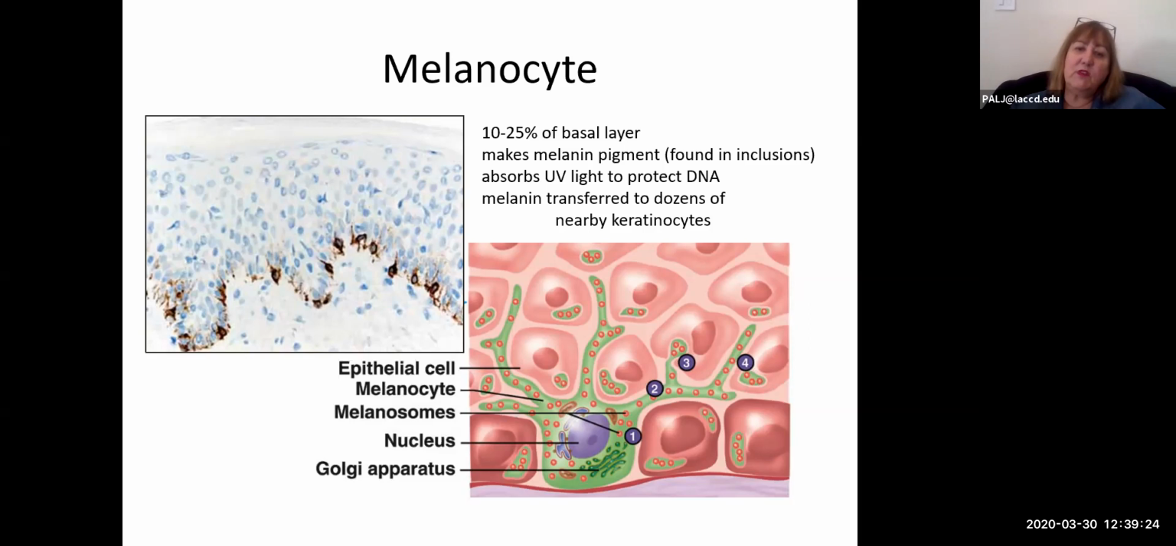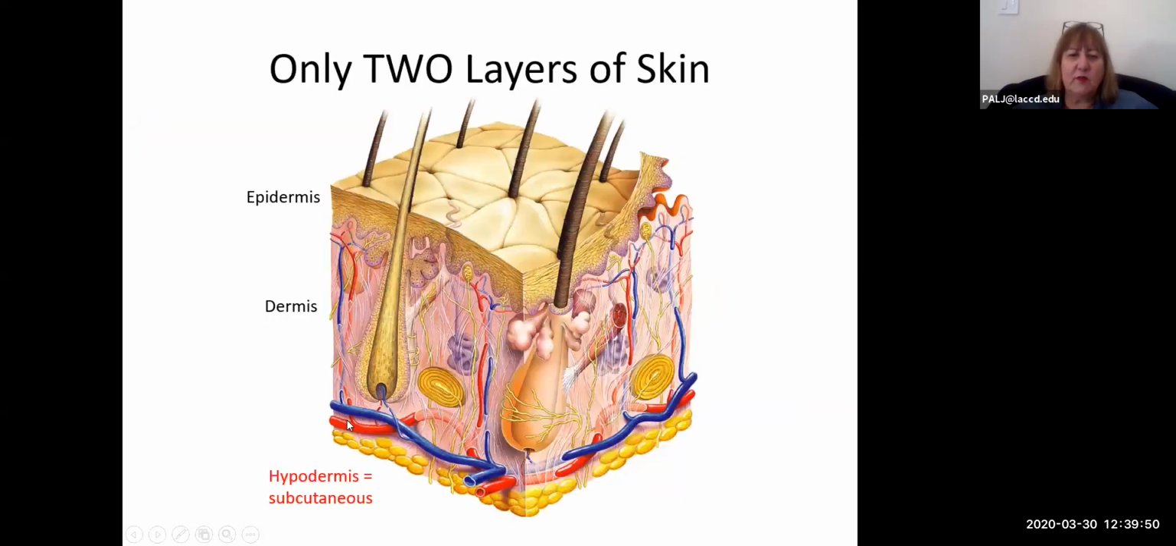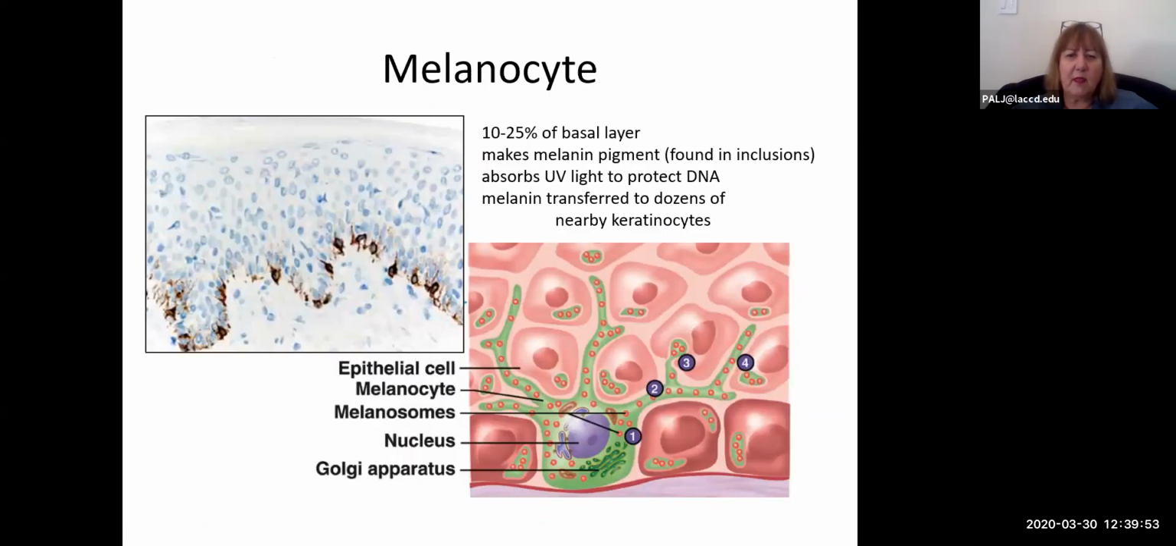What happens when you're exposed to sunlight is this cell is going to make melanin and enclose it in these melanosomes, and then the melanin is going to be transferred to the keratinocytes. It's going to be transferred to dozens. Each melanocyte serves dozens of the nearby keratinocytes. These inclusions are called melanosomes, but it's not really important to learn that term. So that's the first two cell types.